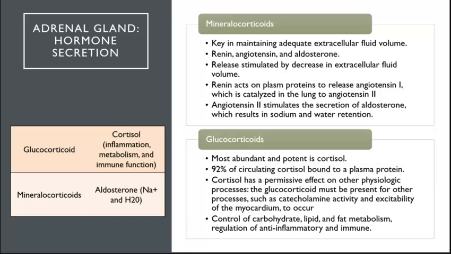It's a part of your RAS, so the renin, angiotensin, and aldosterone system. Release is stimulated by a decrease in extracellular fluid volume. Renin acts on plasma proteins to release angiotensin 1, which then goes to the lungs to be converted to angiotensin 2 by the ACE enzyme. And angiotensin 2 stimulates the secretion of aldosterone, which results in sodium and water retention.